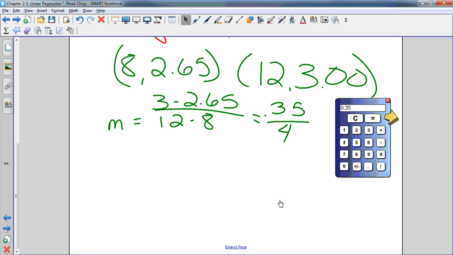0.35 divided by 4. 0.0875. You with me? So that's my slope. So what do I do next?